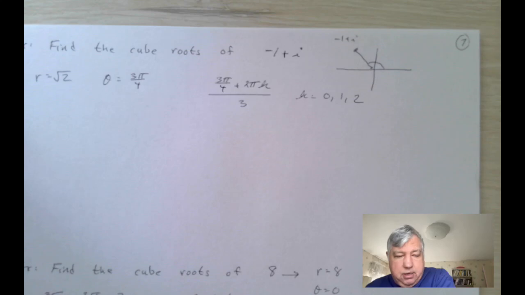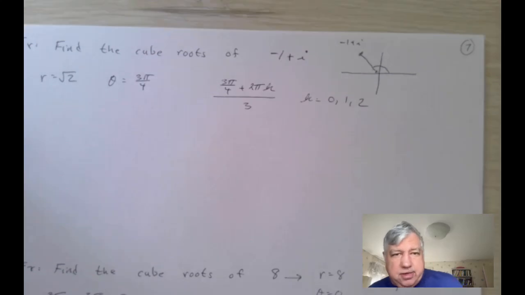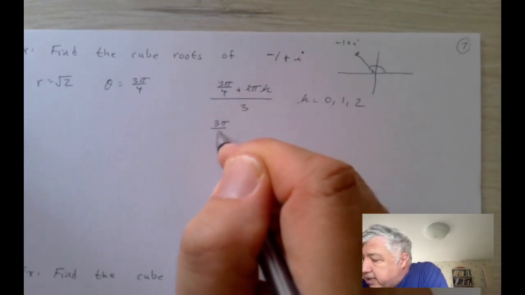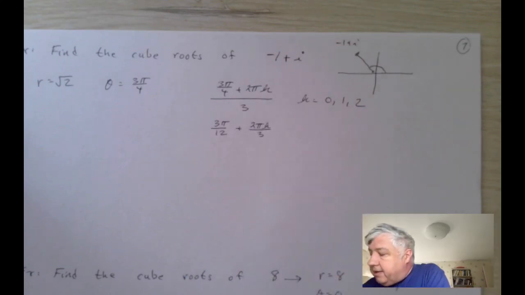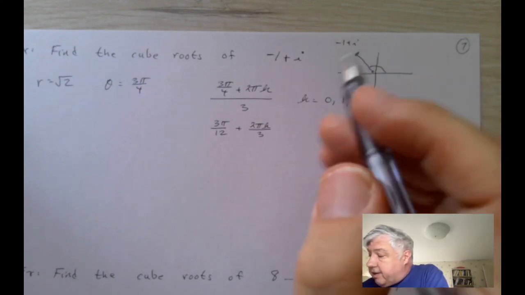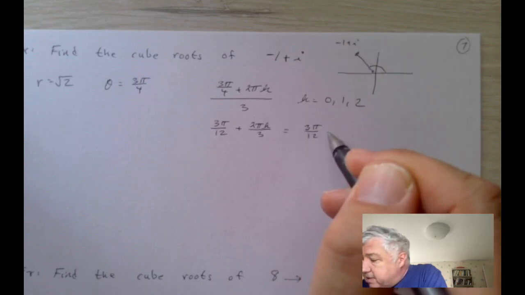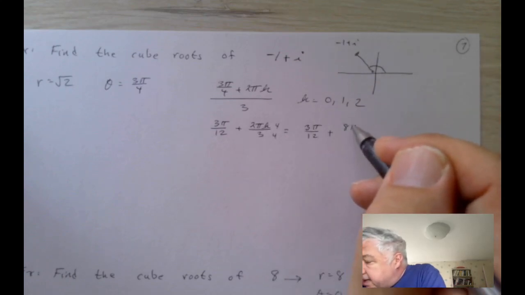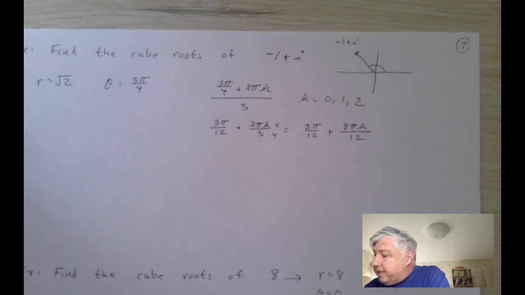Okay, by the way, this is very interesting. I did this incorrectly in my notes. So I'm going to say this is going to be 3 pi over 12 plus 2 pi k over 3. And of course, why don't we just get a common denominator, and this will be 3 pi over 12 plus, if we multiply and divide by 4, this will be 8 pi k over 12.